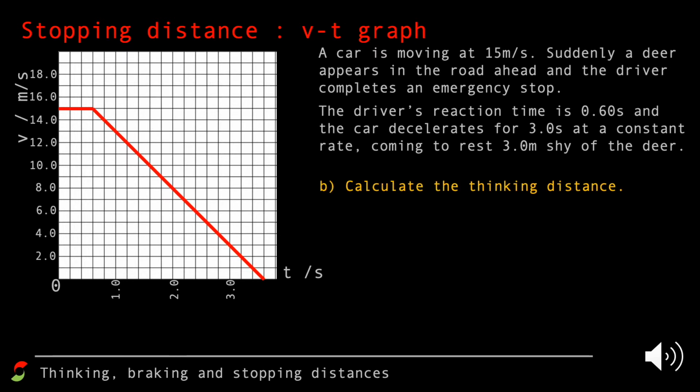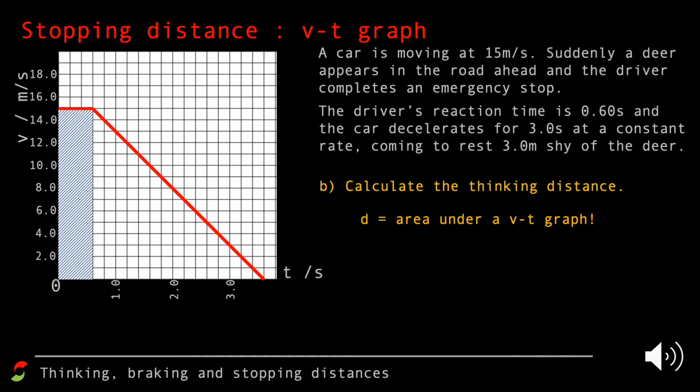Next bit, we're going to calculate the thinking distance. So the thinking distance, well, that's the distance that the car travels while the driver is reacting. But this is a velocity time graph, so we need to realize that the area under a velocity time graph is distance, and the distance that's being asked is this distance here. And that's a rectangle, so we just do 15 times 0.6, which is 9 meters.